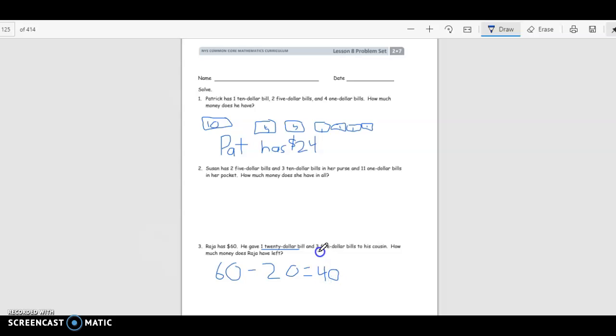And he gets rid of 3 $5 bills. So 3 $5 bills would be 5 plus 5 plus 5. So 5 plus 5 plus 5 is 15. So he gave him 15. So now we have our 40. And we take away 15. You can set this up the vertical way, and you'll get the answer of 25. But we're not done. You need to put that in a sentence. How much money does Raja have left? You can write out Raja has $25 left.